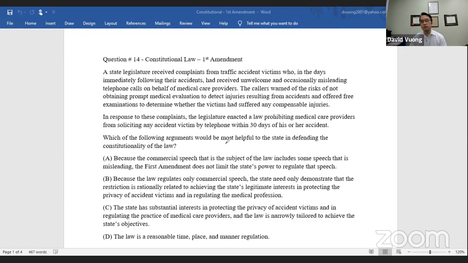Okay, so Courtney, B is correct. Would be, say, most helpful, right? Most helpful to the state. Okay. So circle most helpful.